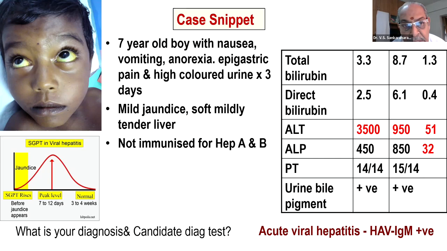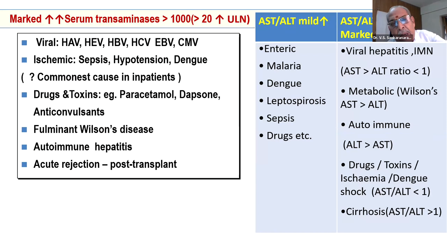So now the time is up to know what are all the conditions where you get very high abnormal serum transaminases. I have already told you earlier: drugs, autoimmune, Wilson's, ischemic, acute viral hepatitis like that. The other conditions, infections and other things, you will get only a moderate rise.